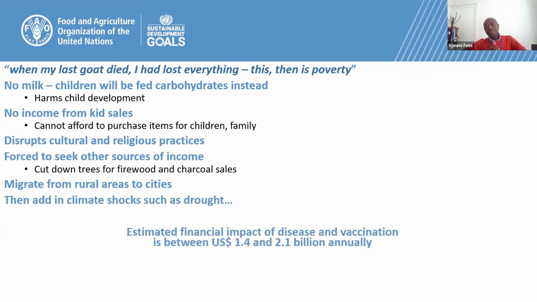In general, in 2015, when launching the strategy, we also thought that we would need to assess the socioeconomic impact of the disease. And it was estimated that almost 1.4 to 2.1 billion are lost annually due to the outbreak of PPR.